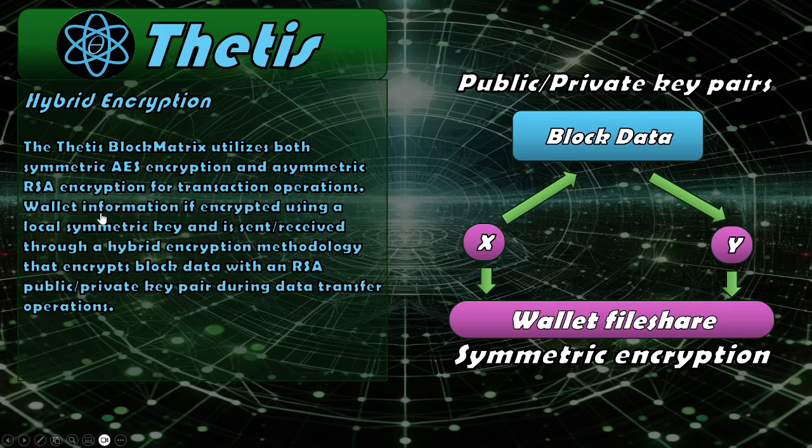So hybrid encryption: the Thetis Block Matrix utilizes both symmetric AES encryption and asymmetric RSA encryption for transaction operations. Wallet information is encrypted using a local symmetric key and is received through a hybrid encryption methodology that encrypts block data with an RSA private-public key pair during data transfer operations. This is supposed to be "is," not "if," so that's a problem, but whatever.